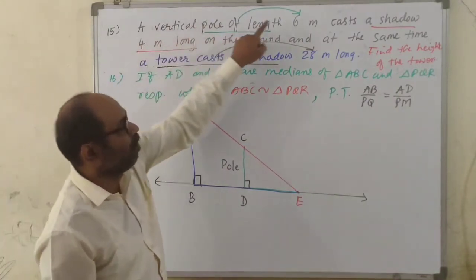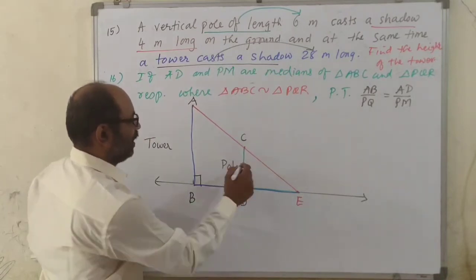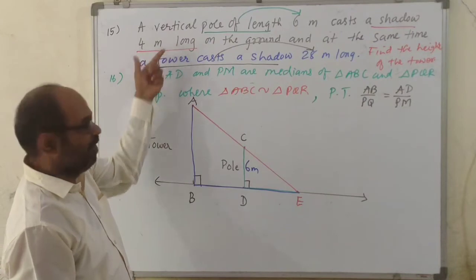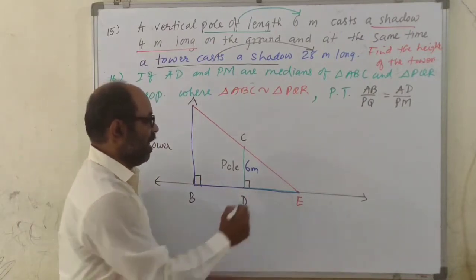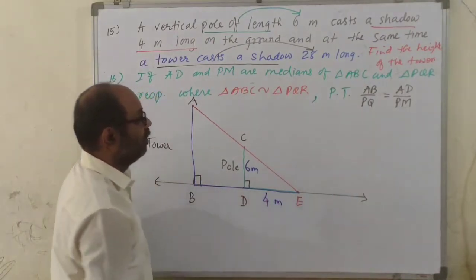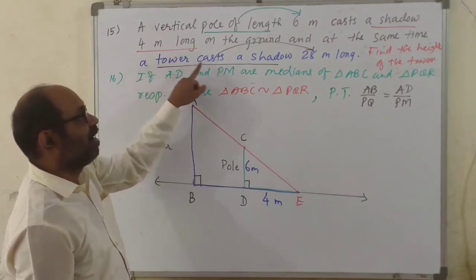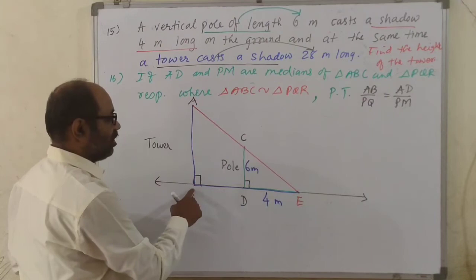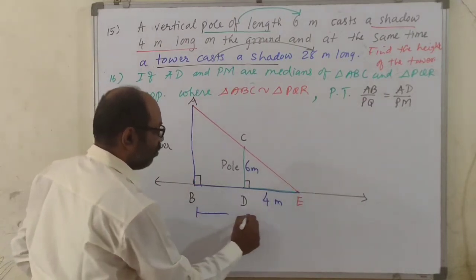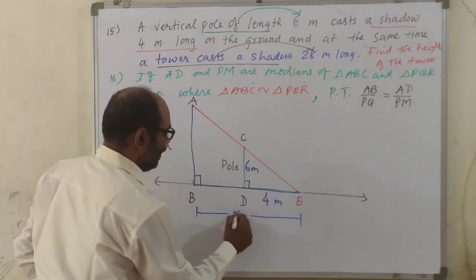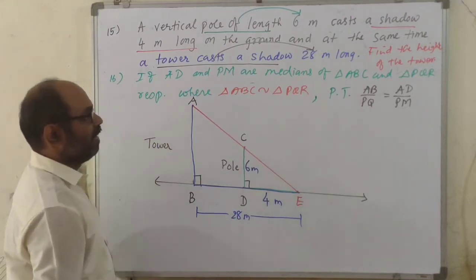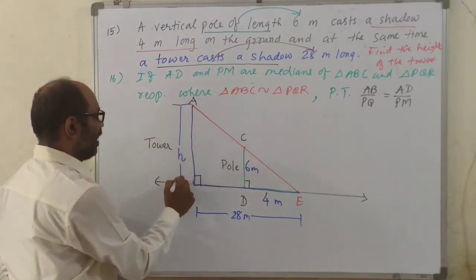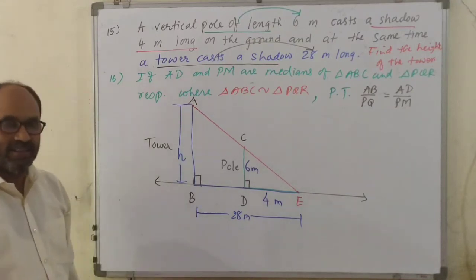A vertical pole of length 6 meter. So this is 6 meter. Cast a shadow 4 meter. The shadow is the green one. This is 4 meter. If the tower casts a shadow 28 meter, tower ka shadow BE hai. So I'll have to write like this, 28 meter. Then find the height. Ye height hai. Isko main H keh do. H for height, small letter.